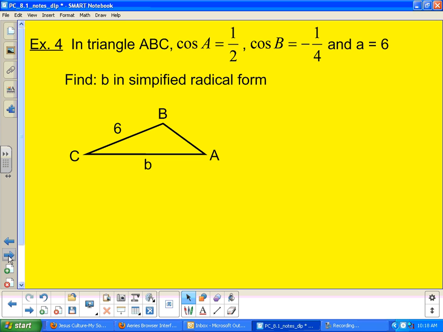And we're going to find out what length B is. It's a little different in the sense that I'm giving you cosine of A, I'm giving you cosine of an angle, and I'm giving you sine or cosine of B. So in order to answer your question, Sam, I've given you enough information to have that kind of a setup. Okay?